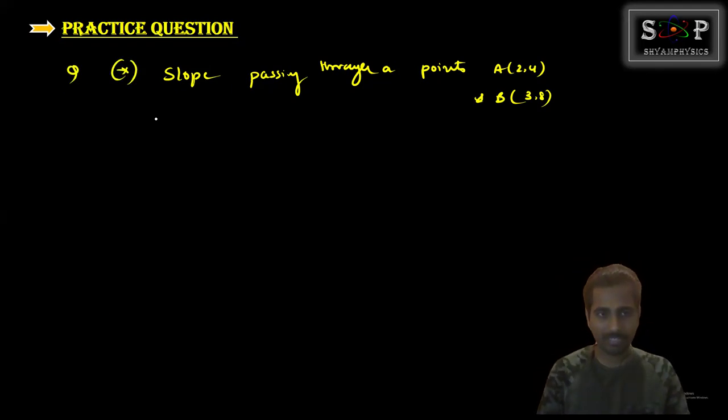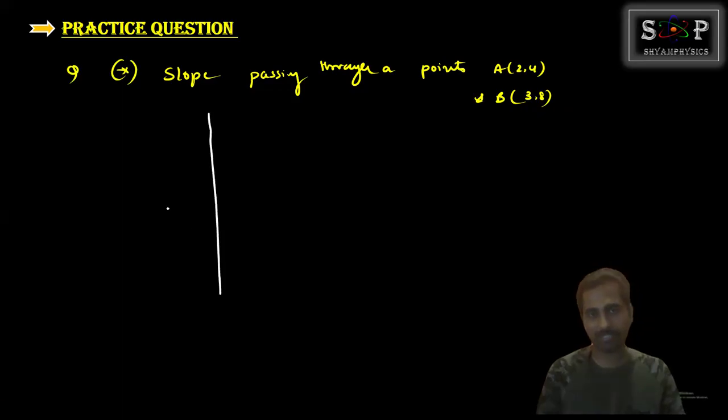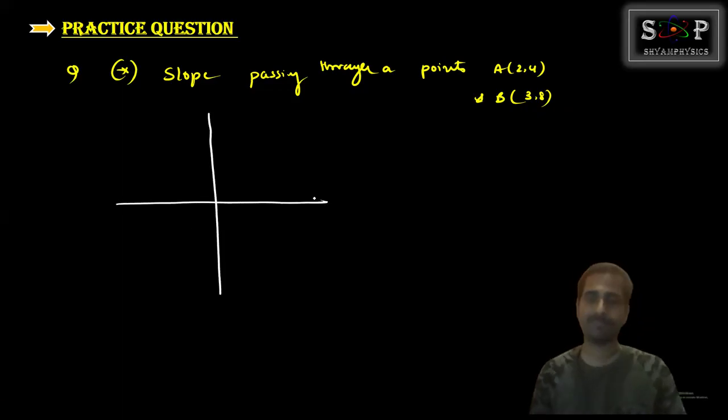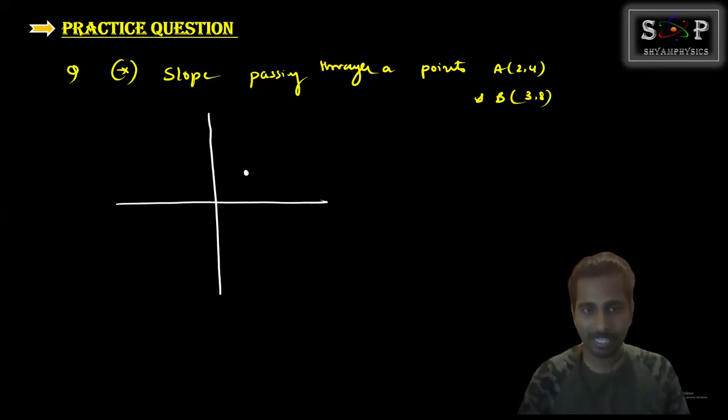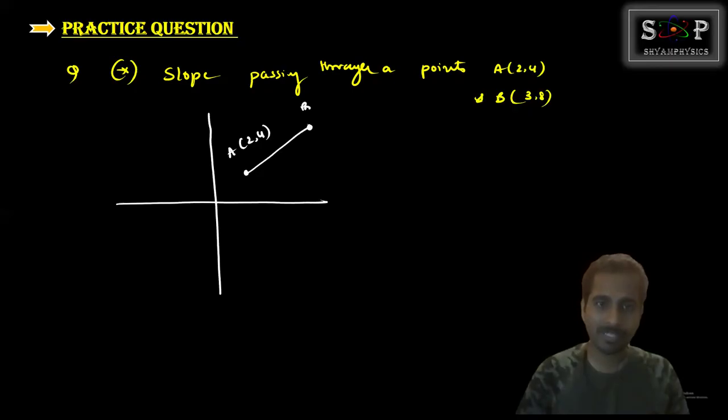Slope. How to calculate the slope? First we need to draw the coordinate axes, x and y. Both x and y are positive. So we'll do one thing. Point A here, what is the value? (2, 4), and point B is here (3, 8).